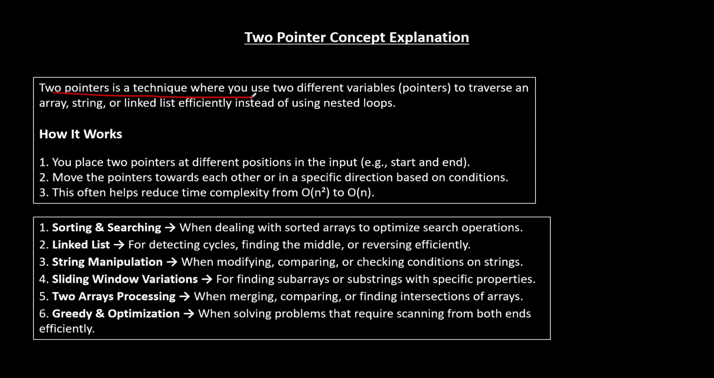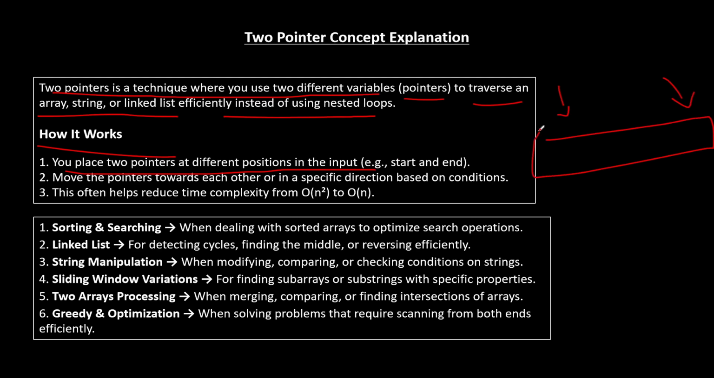Two pointer is a technique where we use two different variables, which will be pointers obviously, to traverse an array, string, or linked list efficiently instead of using nested loops. How does it work? You place two pointers at different positions. The common one is the starting position of the array and the ending position of the array. Move the pointers towards each other in a specific direction based on conditions. So we have to move pointers towards each other based on the conditions where they're going to be terminated.